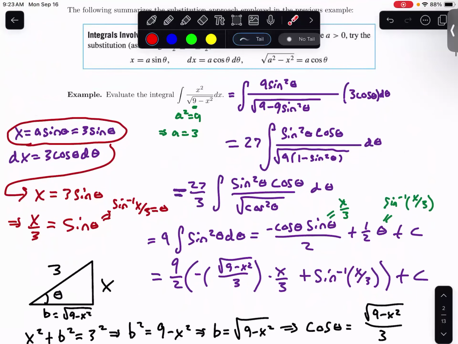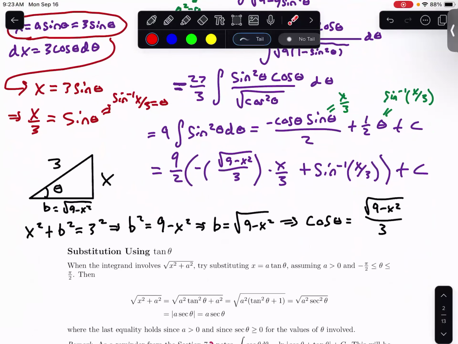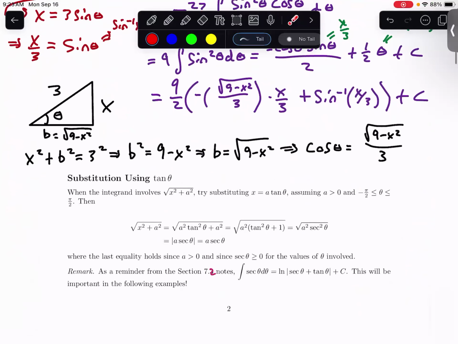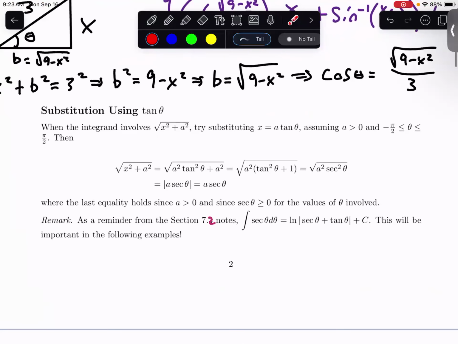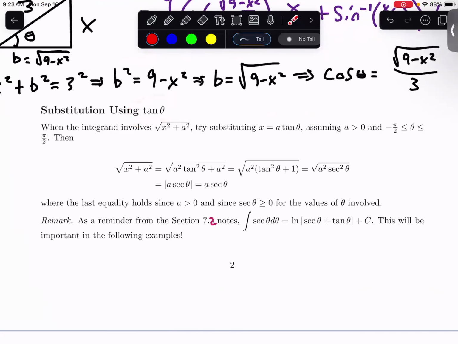Okay, so this is examples where we use sine as our trig sub. Next, we'll be looking at what happens when we have tangent. So we're looking at substitution using tangent theta. And so the derivation is really similar to what we did in the first 2 examples. So we want to use tangent theta when we have the integral involving the square root of x squared plus a squared. The reason why we want to use tangent theta in this case is outlined in the following derivation. So we're going to see what happens when we plug in x is equal to a tangent theta, and we're going to assume that a is greater than 0 and theta is between minus pi over 2 and pi over 2 to make sure we have a positive square root.